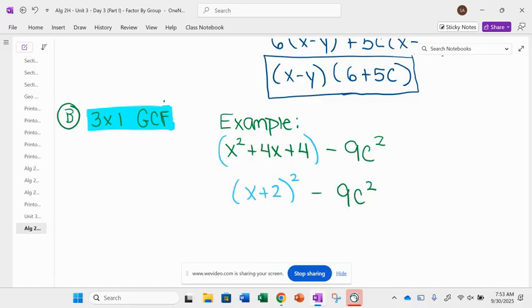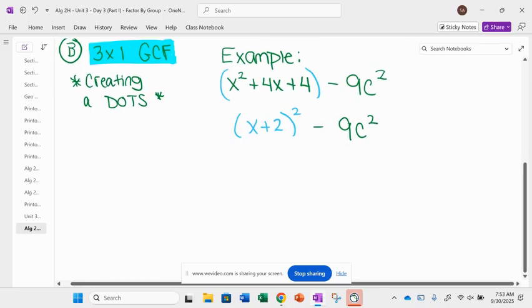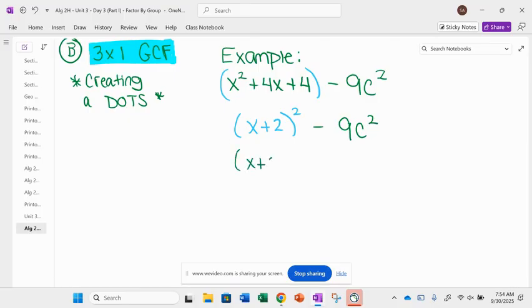What have I just created here? Charlie? Difference of squares. You got it. We are creating a difference of squares, always, every time with the 3 by 1. Now that I've just created a difference of squares, I can factor this. So this becomes an x plus 2 plus 3c and an x plus 2 minus 3c.